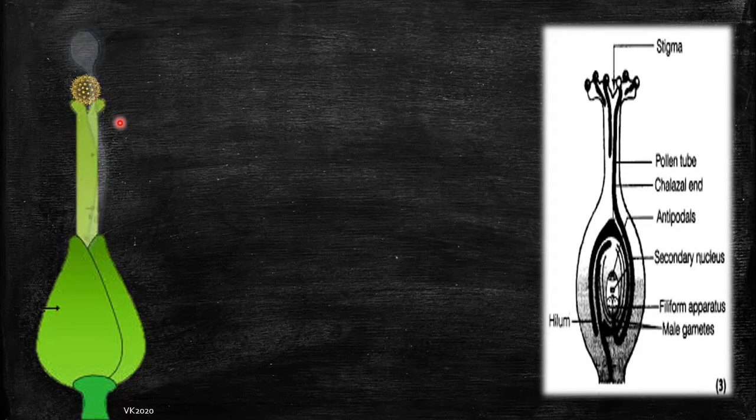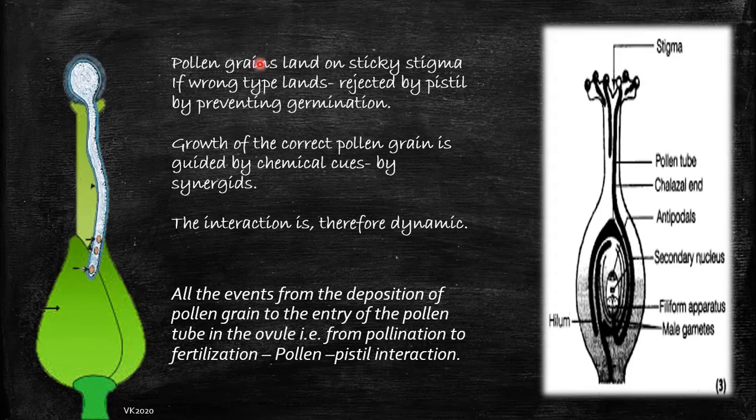So in this case, let's assume it is a correct pollen grain. Once the pistil recognizes that the pollen grain is the correct one, it will send chemical cues for it to germinate, and the pollen grain forms a pollen tube through which the male gametes pave their path to the ovary. Now, the pollen grain lands on the sticky stigma. If the wrong type lands, it is rejected by the pistil by preventing germination.